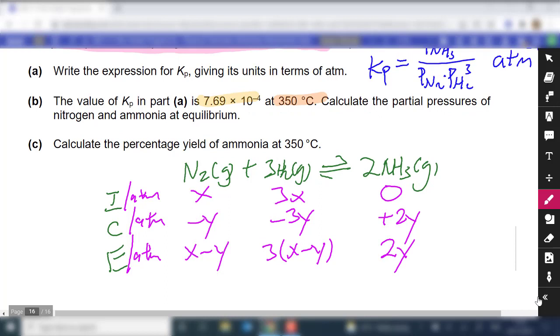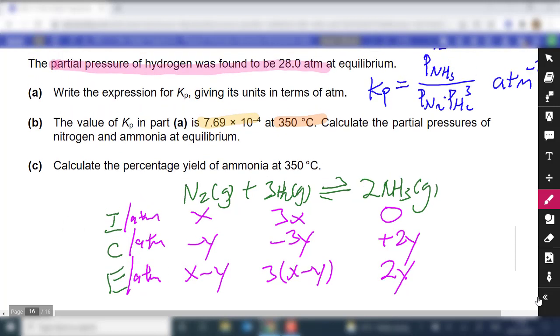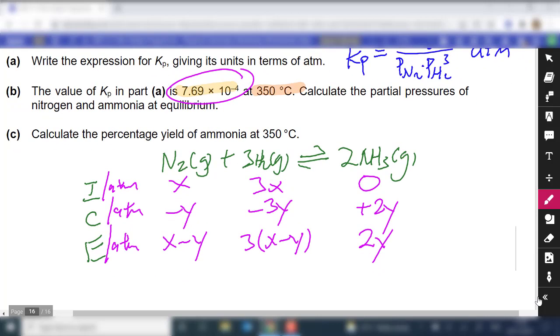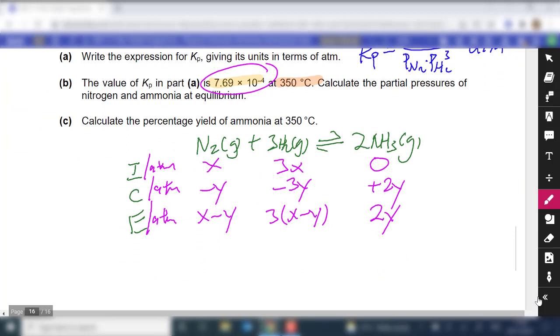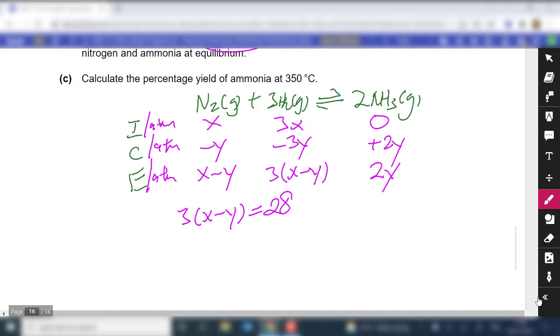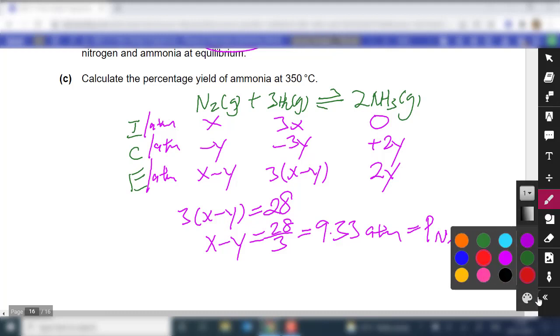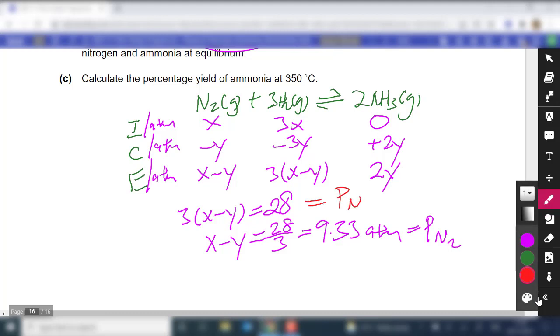Okay, and the clue you were told over here in terms of the information given to you is that the partial pressure of hydrogen was found to be 28, and then the Kp value was this. Okay, so this is a very big clue because with that particular clue, we know that 3 bracket X minus Y equals to 28. Yeah. So therefore, in this case, X minus Y would be equals to 28 over 3, which is equals to 9.33 atmosphere. So this would be the equilibrium partial pressure of N2. Okay, and of course, the one given here is actually the equilibrium partial pressure of H2. Okay, so this is at equilibrium, and this is at equilibrium.